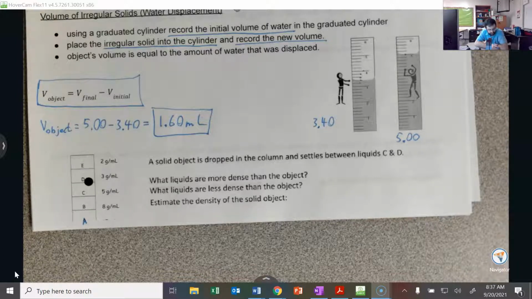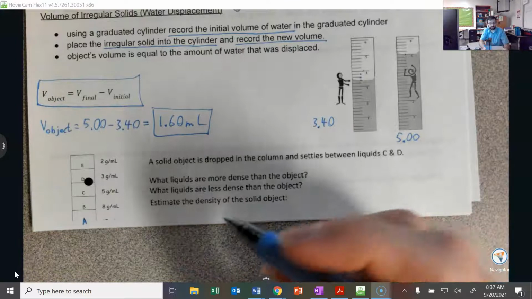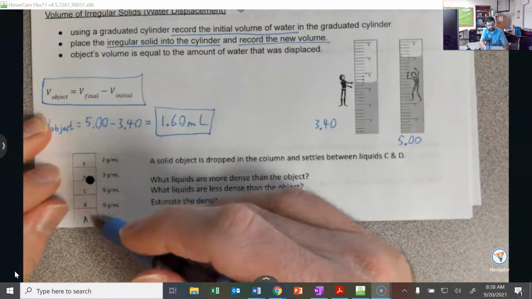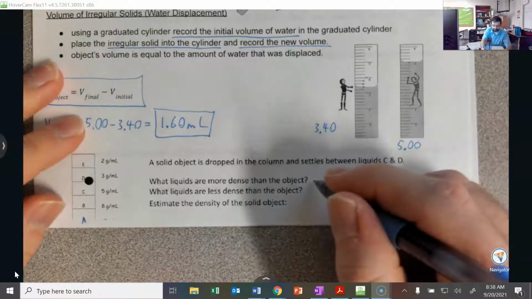All right. So the liquids that are more dense than the object will be below the object. So that would be A, B, and C.